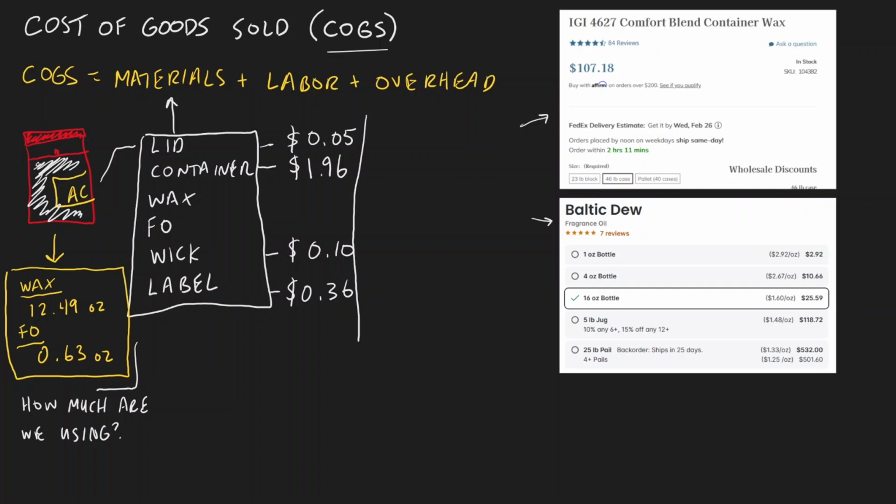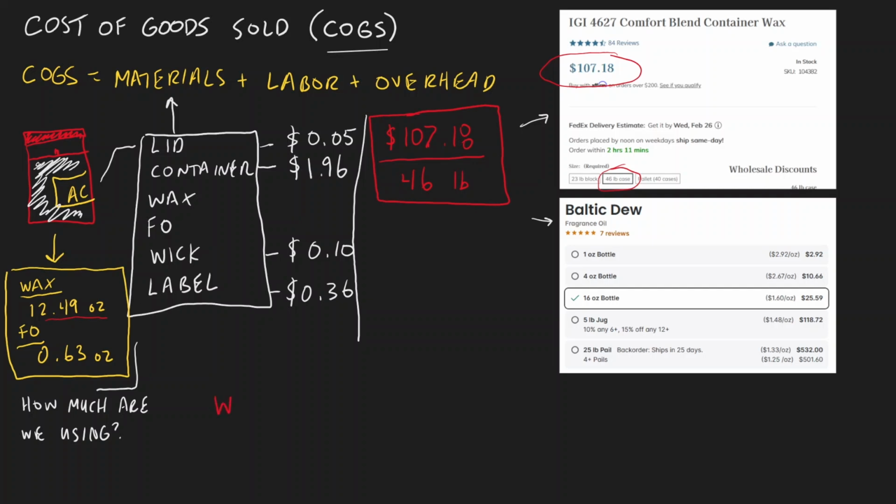So let's do wax first. When we look at this sales page, we can see that the cost is $107.18, and this is for a 46-pound case. So we have $107.18 per 46 pounds. This is our rate. This is how much we're paying for every pound of wax. Well, the problem is that we're actually measuring our wax in our formula in ounces. So we have to do a conversion to figure out how much that is.